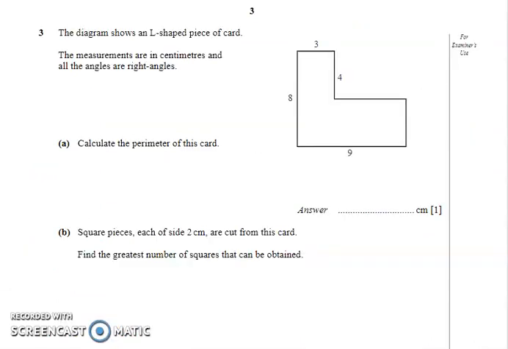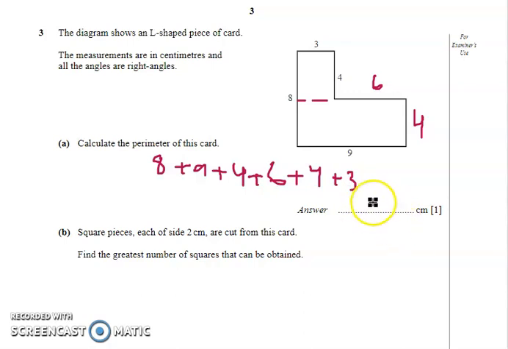Okay, so अब हम लोग ये last question करेंगे for the day. Okay, the diagram shows an L-shaped piece of card. The measures are in, okay, calculate the perimeter. Very easy. 8 plus 9, we need to find this. If this is 4, this will also be 4. 4 plus, okay, we need to find this. If this is 3, so this will be 6. Plus 6 plus 4 plus 3. So 8 plus 9 plus 4 plus 6 plus 4 plus 3, that is 34.